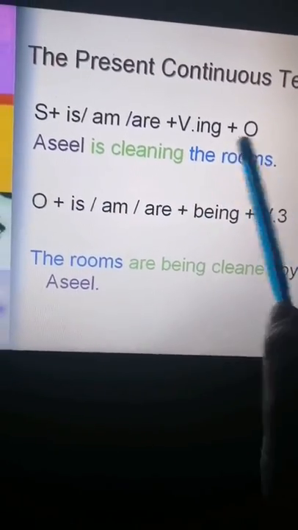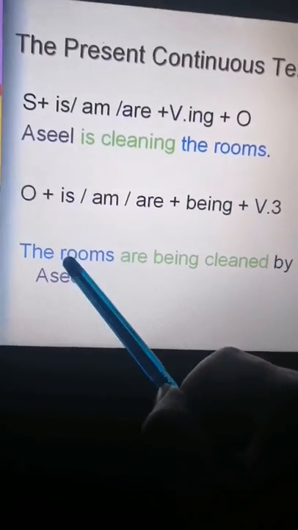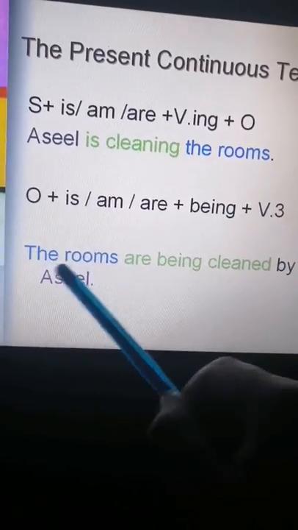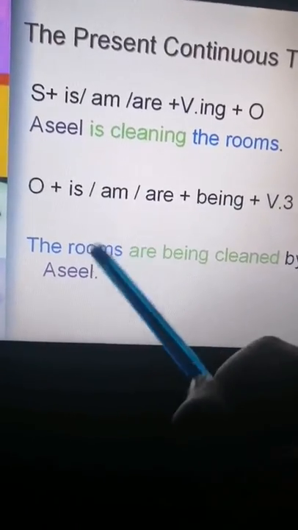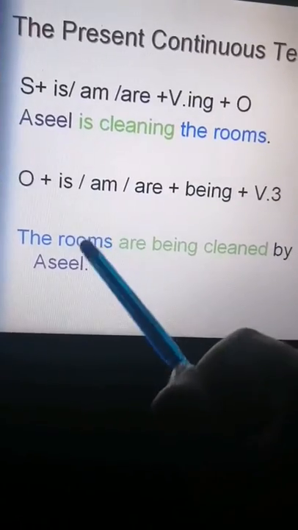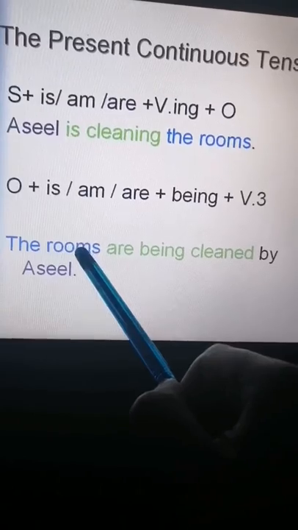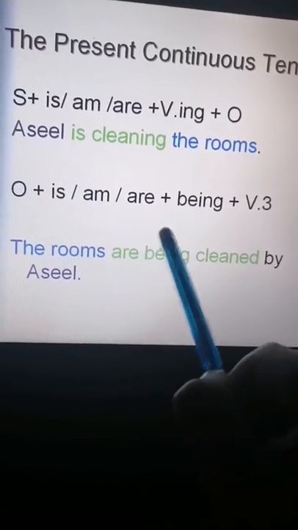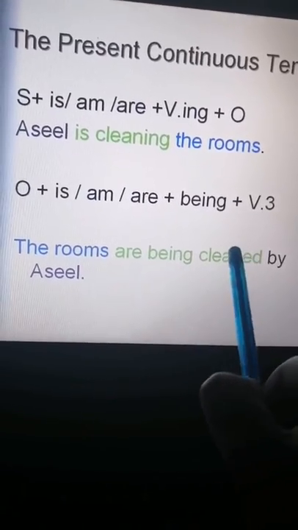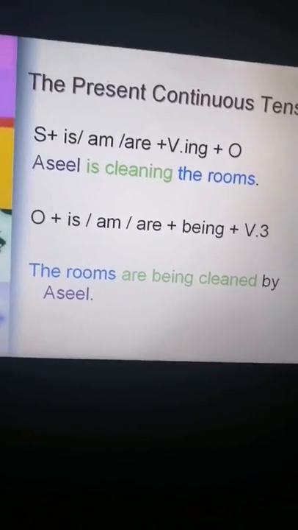Here we have the object, the rooms. We put it at the beginning of the sentence, the rooms. Here we have plural, so we should put are being, verb 3, cleaned, by Asil.